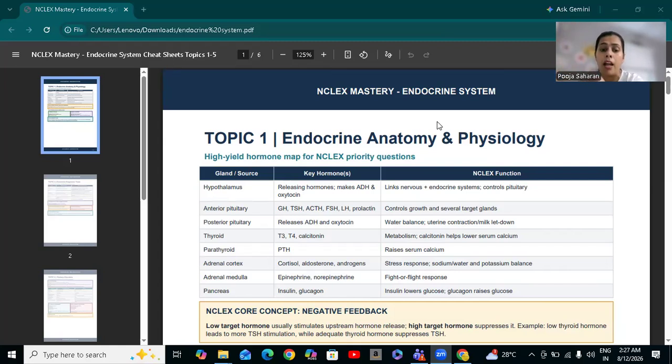Now, the most important thing, an NCLEX core concept, is negative feedback. Negative feedback means, just read it first, then we're going to get it. For example, low thyroid hormone leads to more TSH stimulation. Think of how it works when you are going upstairs, and then coming downstairs, what will happen?